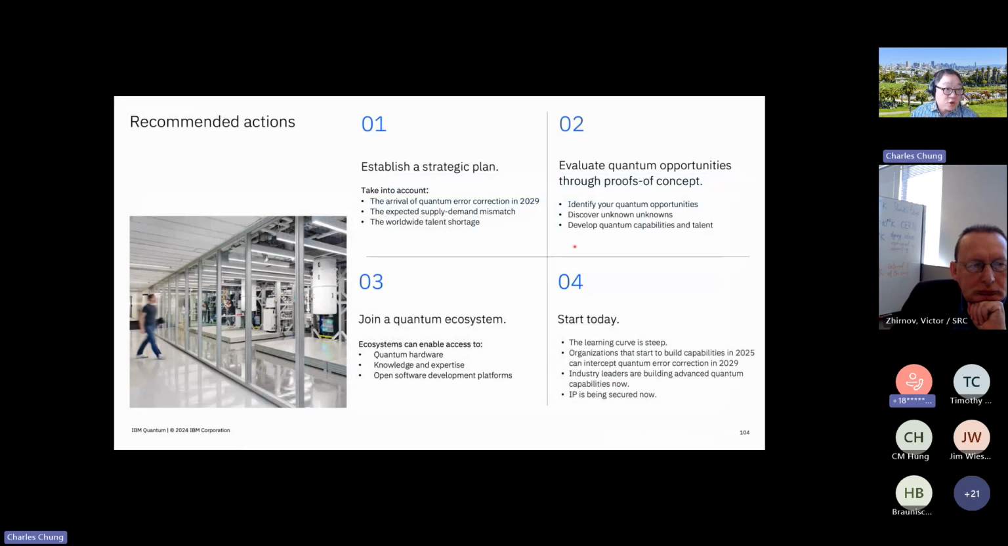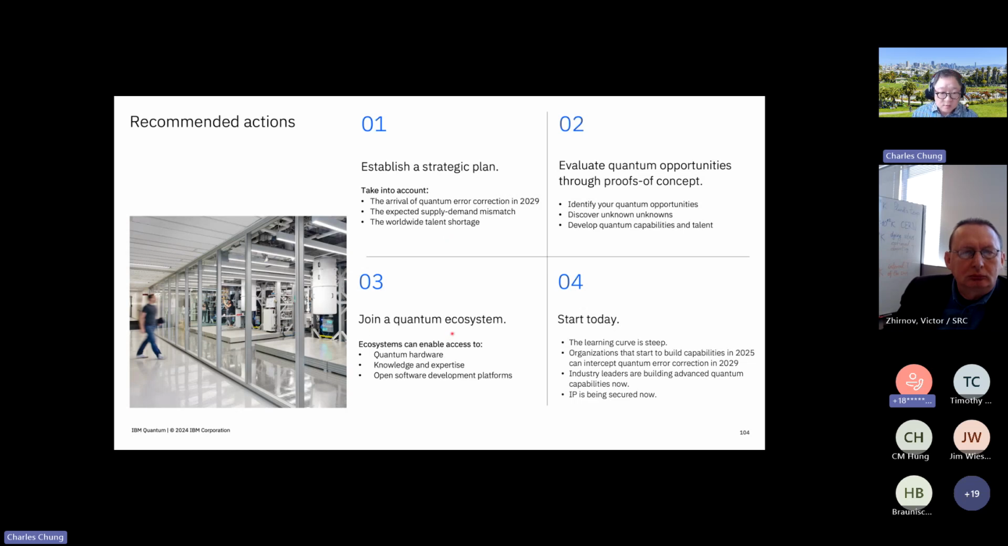These are our recommended actions. First, establish a strategic plan. Your strategic plan should take into account the arrival of quantum error correction in 2029, an expected supply-demand mismatch we see coming in quantum computing, and the worldwide talent shortage. Evaluate your quantum opportunities through proofs of concept. First, this means identifying your quantum opportunities. Most people don't know what they are. Also, through developing proofs of concept, you will develop quantum capabilities which will help address this talent shortage.